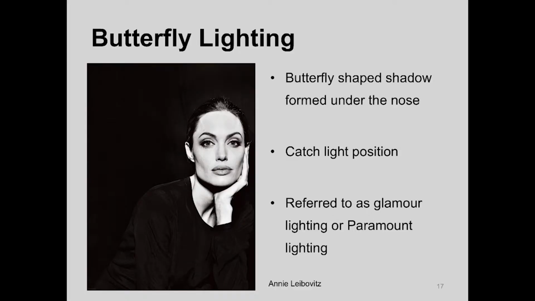As with the other lighting patterns, butterfly lighting is identified by the shape of the shadow which forms and falls underneath the nose. It's also known as glamour or paramount lighting, due to its use in the 50s for Paramount Studios images of its movie stars. You'll be able to easily see in this Leibovitz image that there are secondary shadows in the eye sockets and under the chin. Butterfly lighting creates wonderful modelling on the face through the shadows formed under the cheekbones.